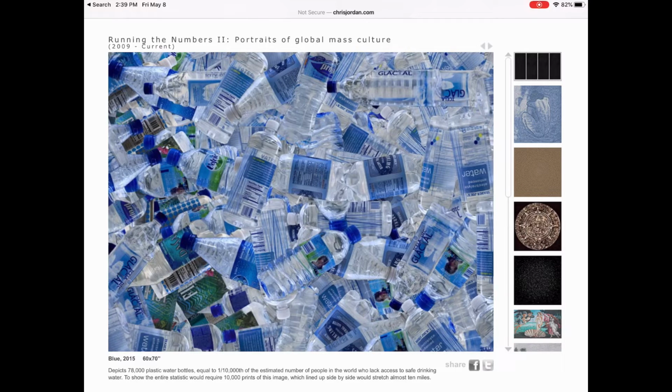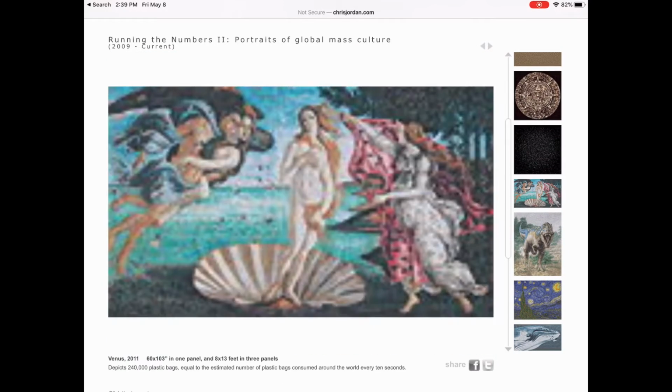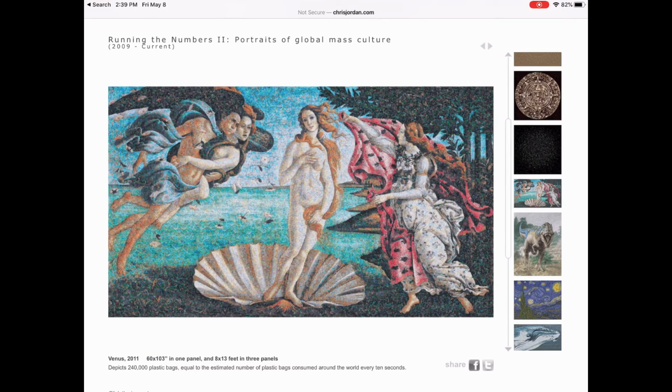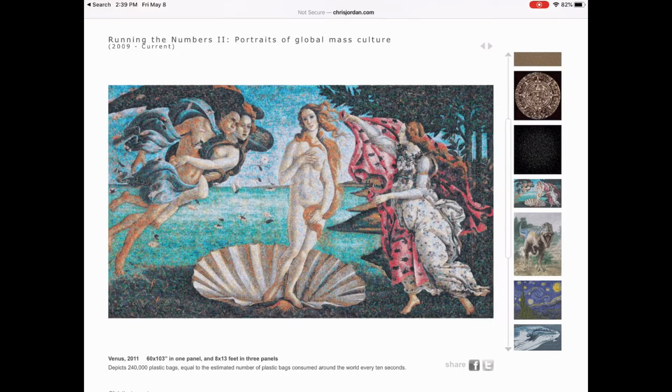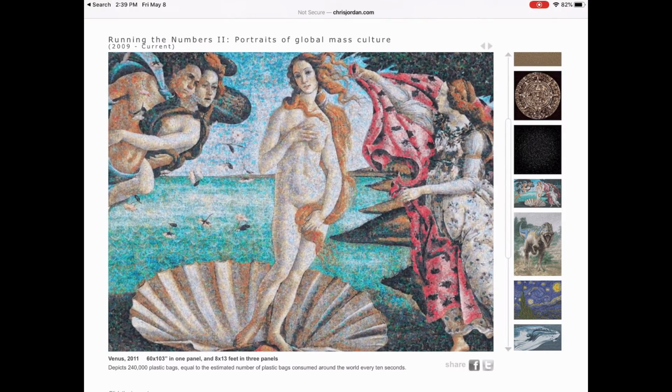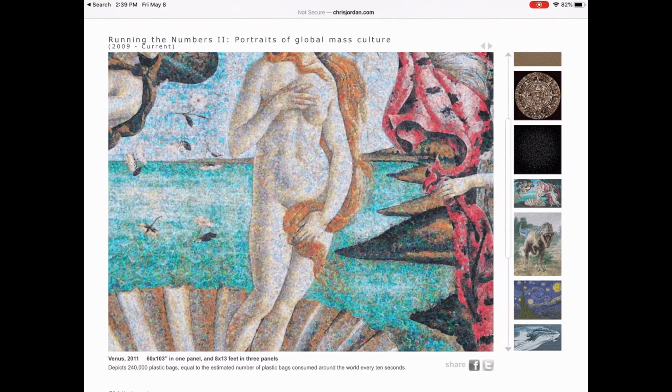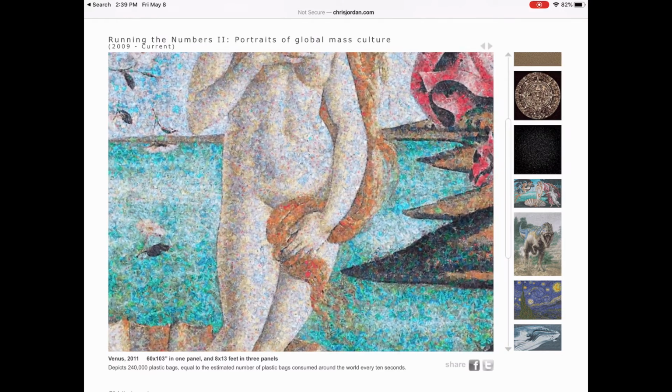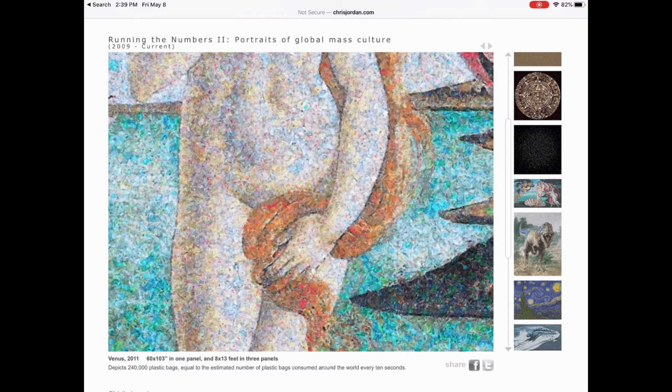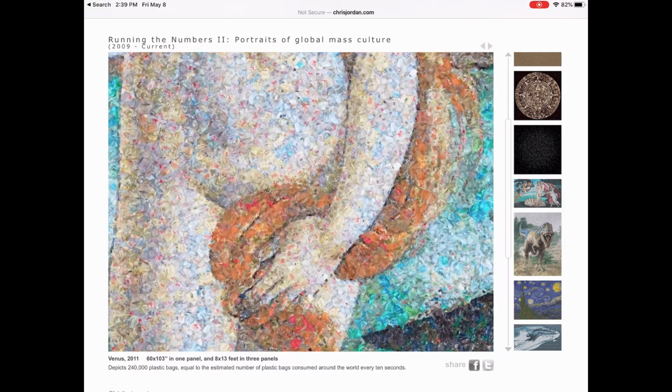So you can see in this one and several others, he's using famous works of art to depict these statistics. So this one is Venus here, and this depicts 240,000 plastic bags, which is equal to the estimated number of plastic bags consumed around the world every 10 seconds.